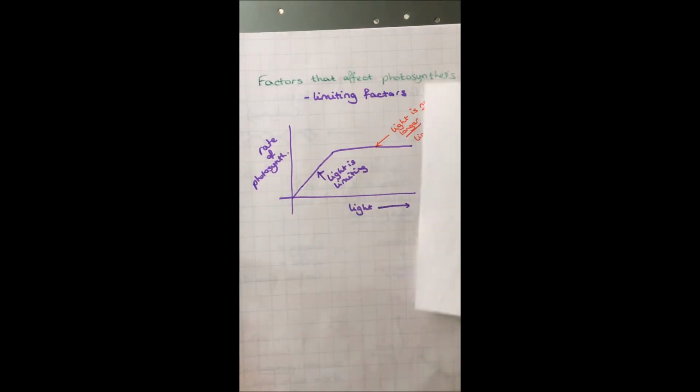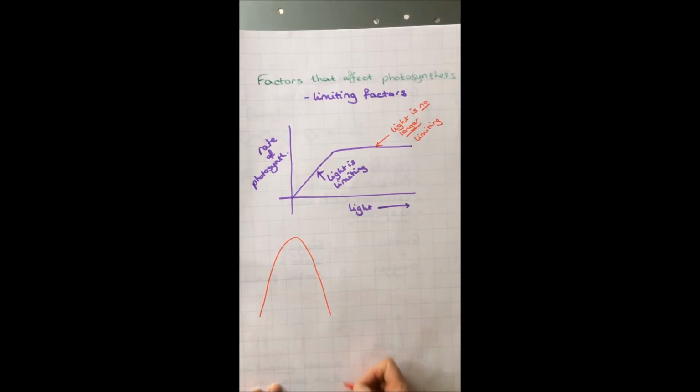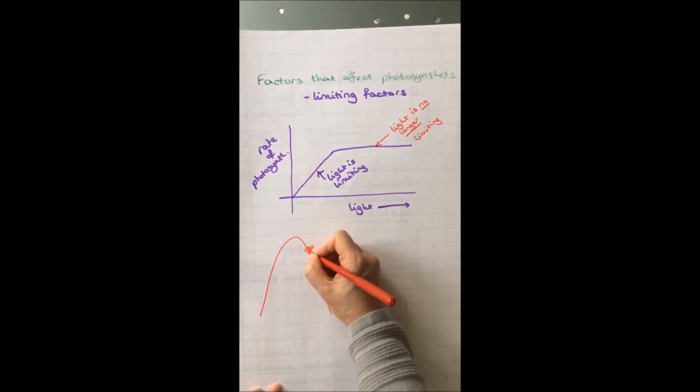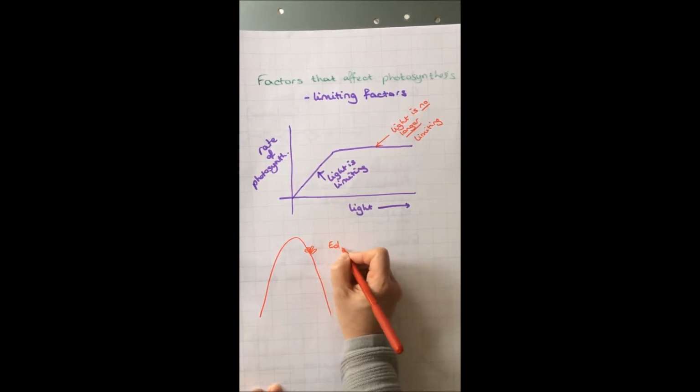Okay, so let's have a look at how that works in reality. So if you went on a mountain, and you looked at the top of a mountain, you would find plants such as Edelweiss.